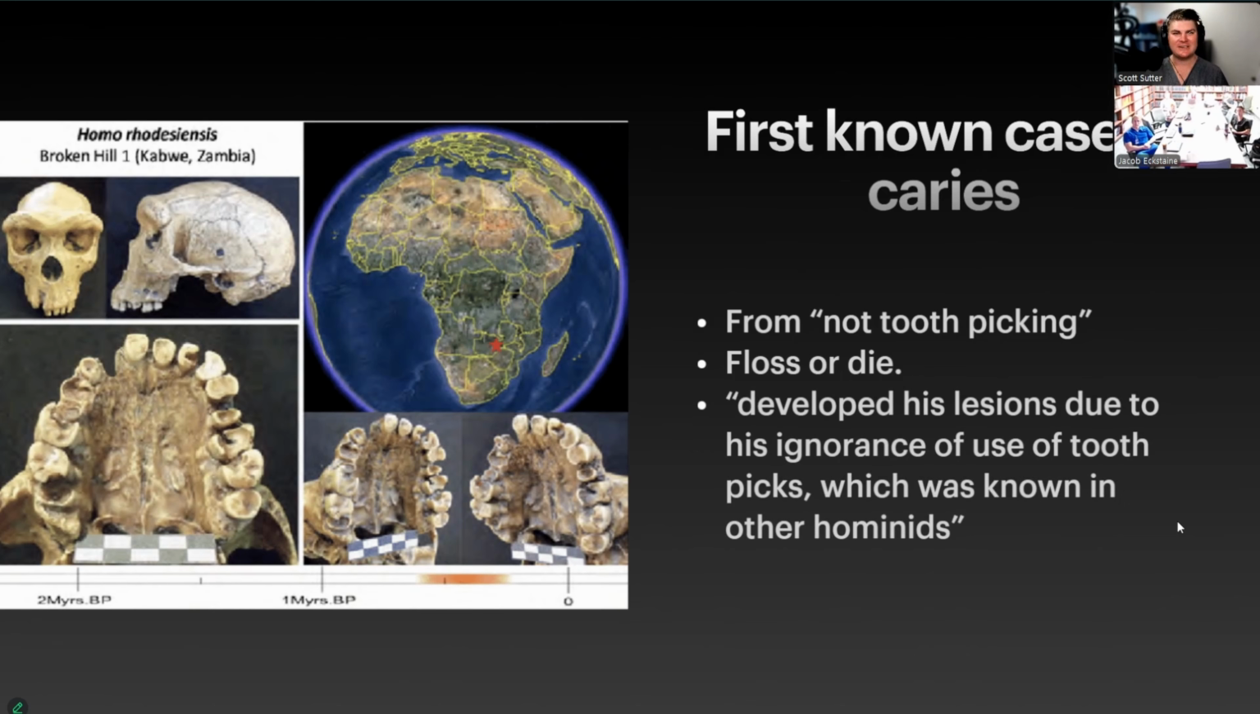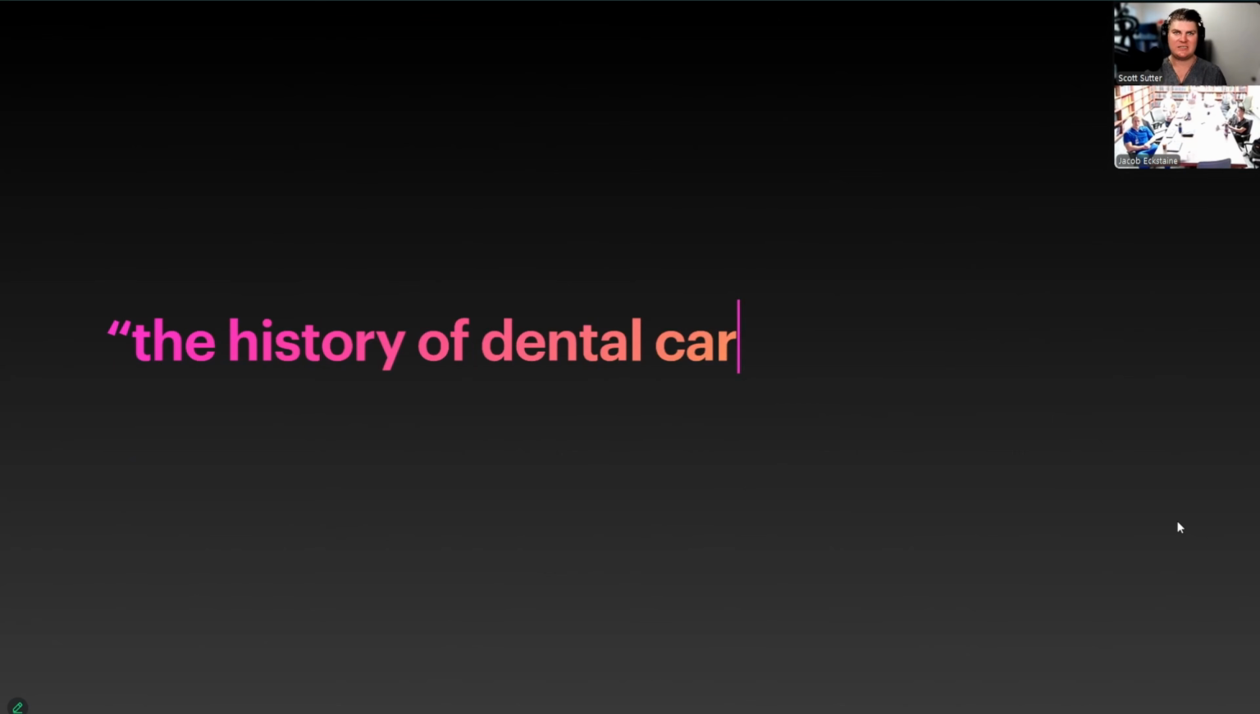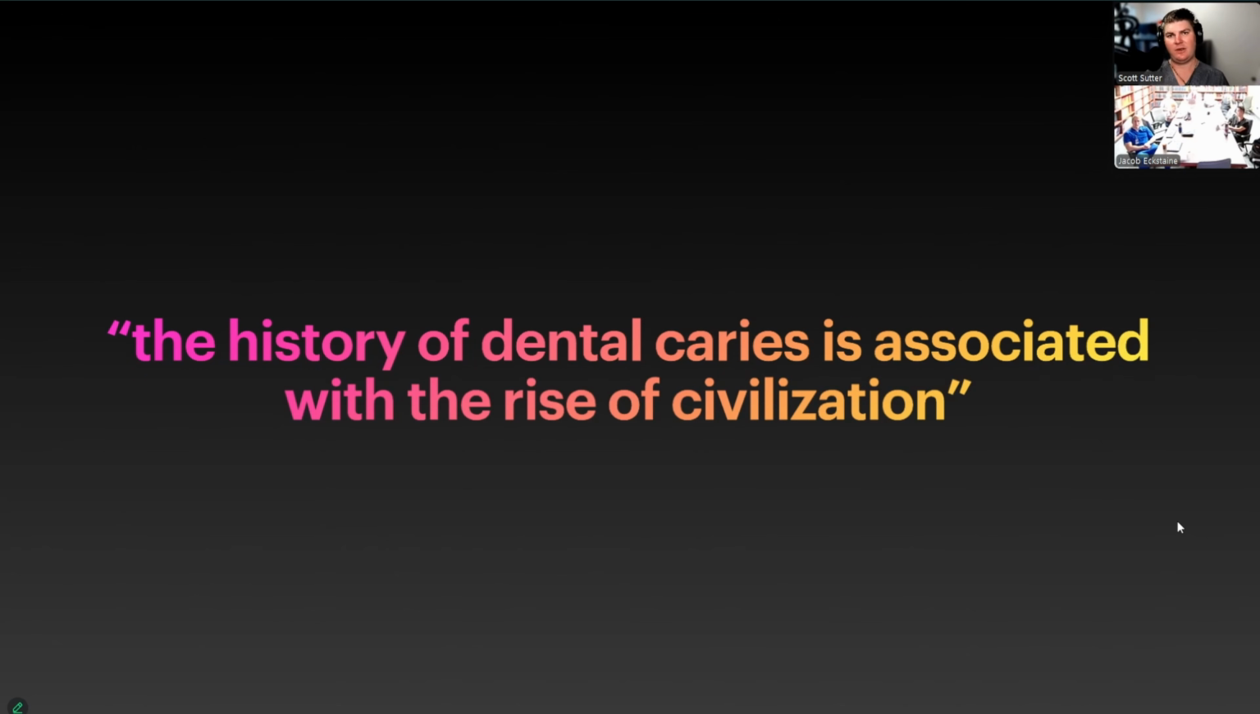But I love this, that they're shaming this dead guy who's been around, he's 80,000 years old. He was ignorant of his toothpicking, which was known in other hominids. But this is the first time that we see caries pop up. And the reason why, and what they kind of suspect, is that dental caries is associated with the rise of civilization.